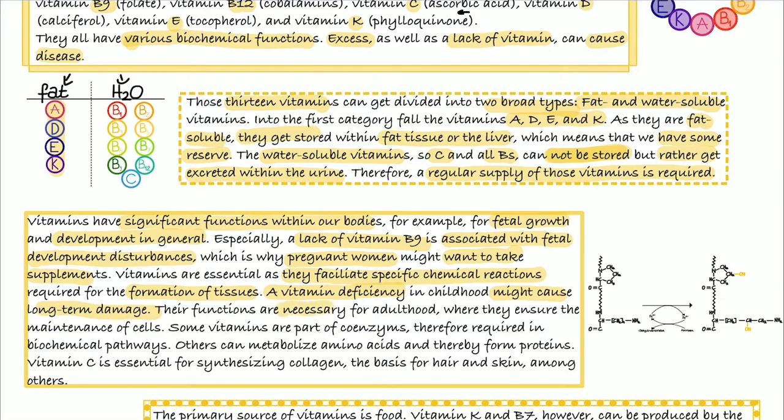However, their functions are also necessary for adulthood, where they ensure the maintenance of cells. Some vitamins are even part of coenzymes, and therefore they are required in biochemical pathways. And others can metabolize amino acids and thereby form proteins, the building blocks of our body. And here you have a specific example where you need a vitamin. So vitamin C is essential for synthesizing collagen, which is the basis for hair and skin, among others.